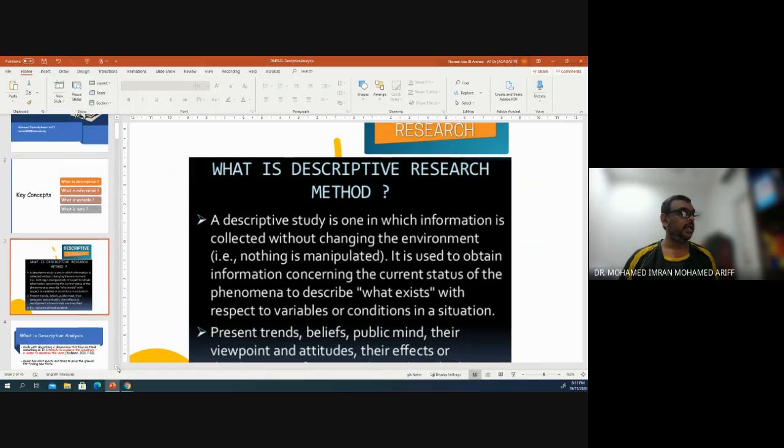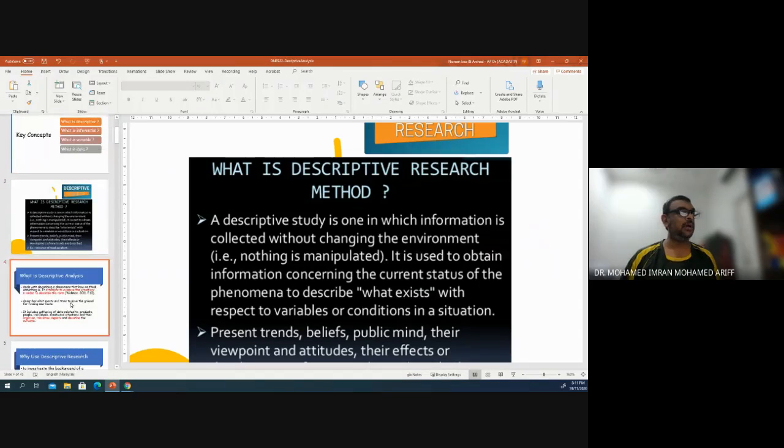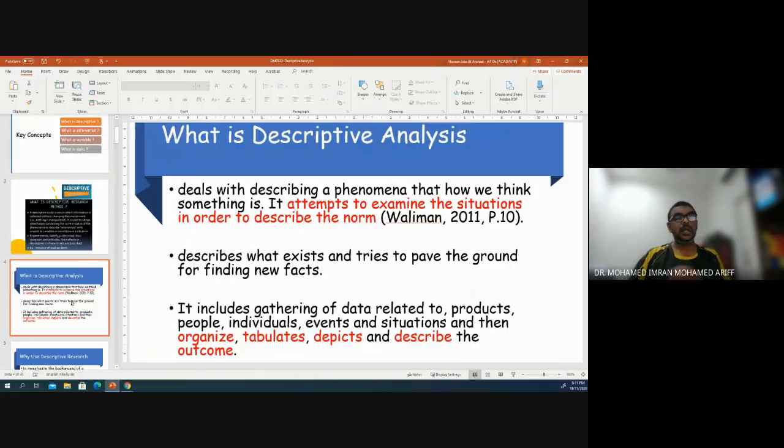Okay, next we move on to the actual meaning of descriptive analysis. Descriptive analysis describes the phenomenon that how we think something is, attempts to examine the situation in order to describe them. You just want to describe how many people exercise, what is their age group, do they own a big bike, small bike, are they from rural area, are they from urban area. Itu sahaja, you just want to describe that.